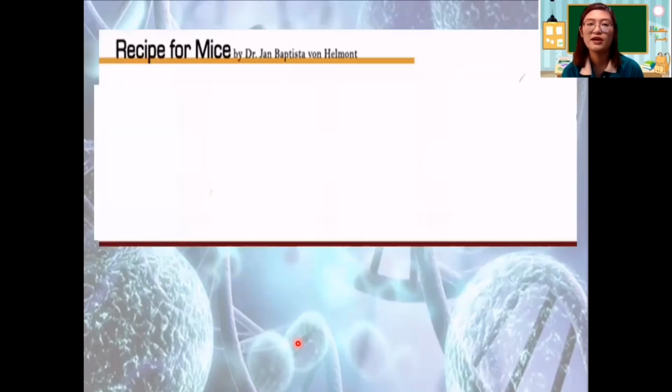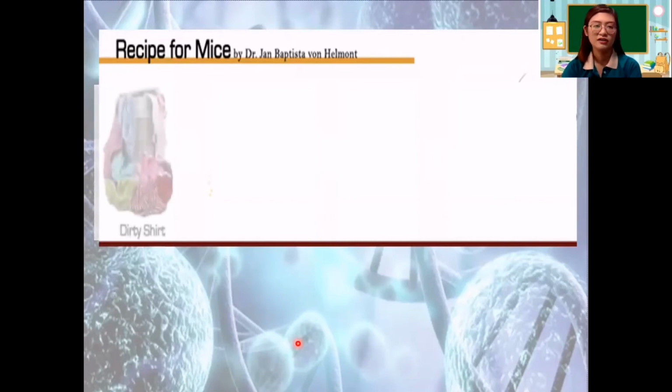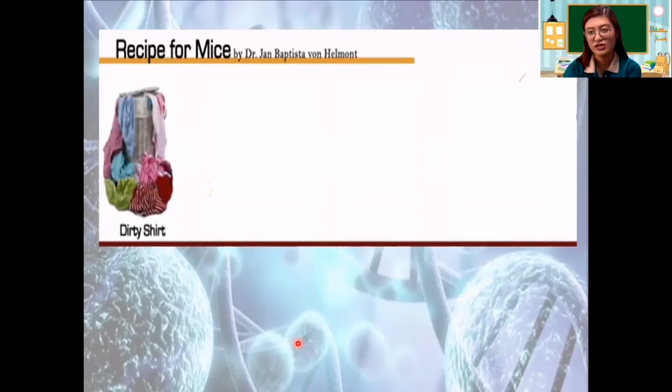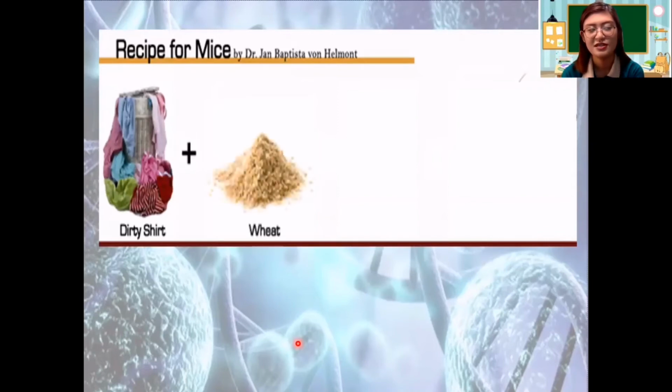Okay, actually I prepared this. I googled this one and found this picture. This is the so-called recipe for mice by Dr. Jan Baptista von Helmont. For example, we have a dirty shirt, laundry. You add on wheat, which is actually a food source for different organisms. Then you add 21 days duration.